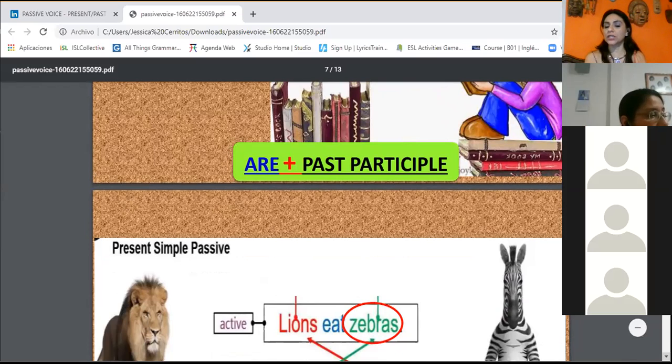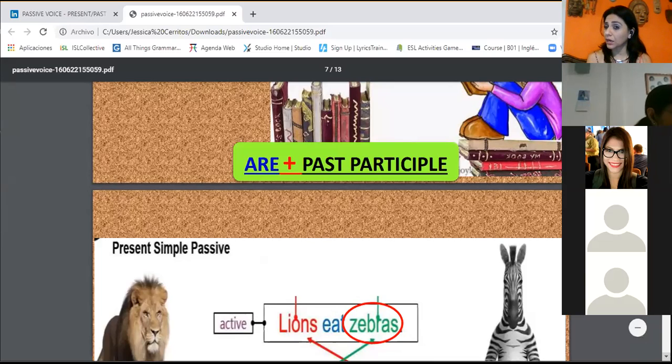Zebras. So how do we switch it to passive? The object is zebras. That's right, yes. The zebras. How many zebras? Eight. Annie, you need to think of how many zebras. Is it singular or is it plural? Plural. Zebras. Do I need is or are? Are. Okay, zebras are.